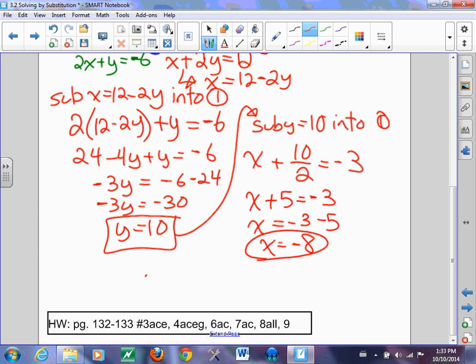Don't forget your concluding statement. Therefore, solution xy equals negative 8 and 10.